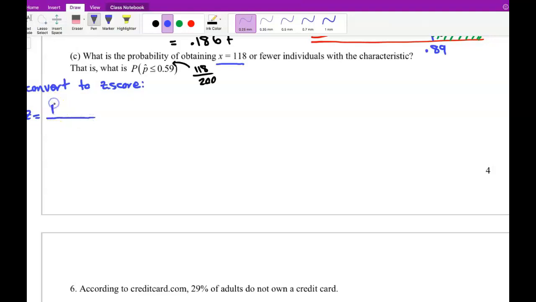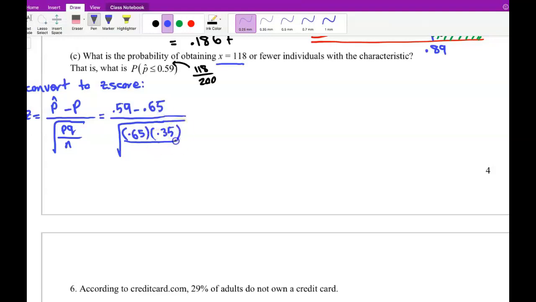So z is equal to p hat minus p, divided by the standard deviation. P hat is 0.59 minus 0.65, divided by the square root of 0.65 times 0.35 over 200. This gives negative 1.78.